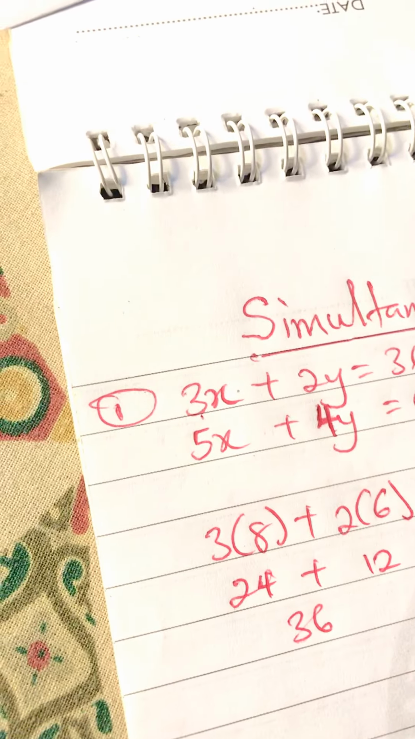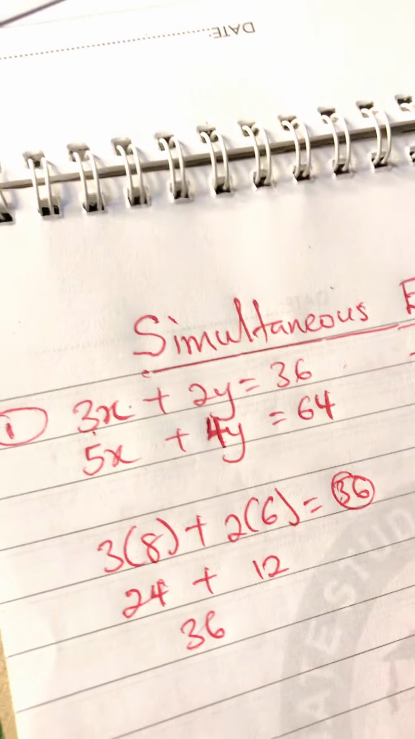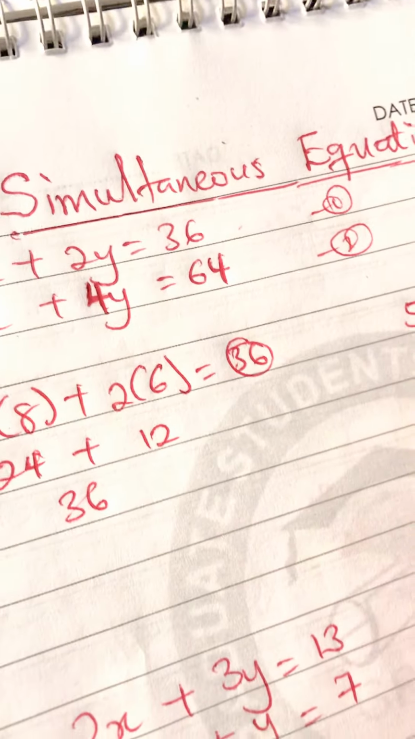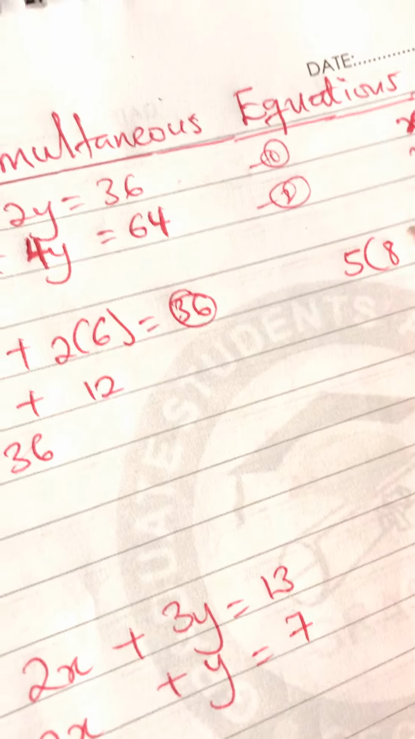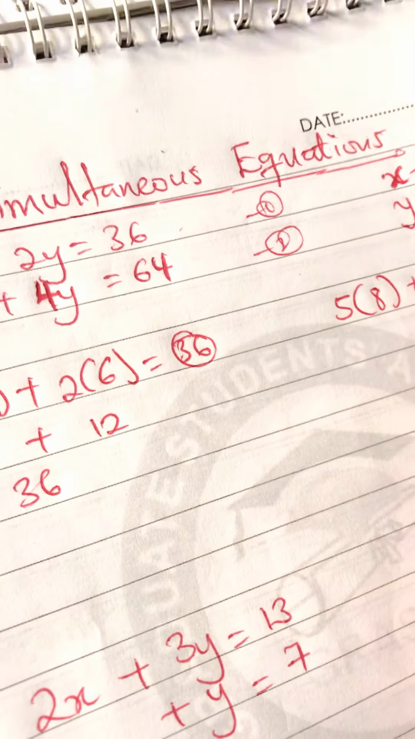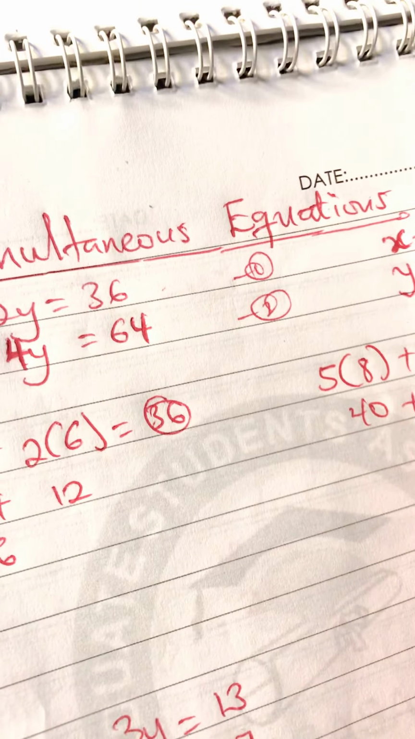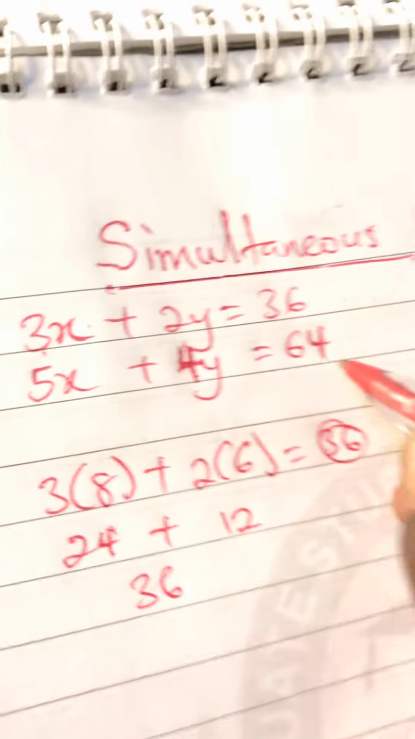Let's prove the second one too. 5 brackets, the same answers, 8 plus 4 brackets 6. What is this giving us? 40 plus 24. That is giving us 64. And so we had 64. It means we are getting our answers to be correct.